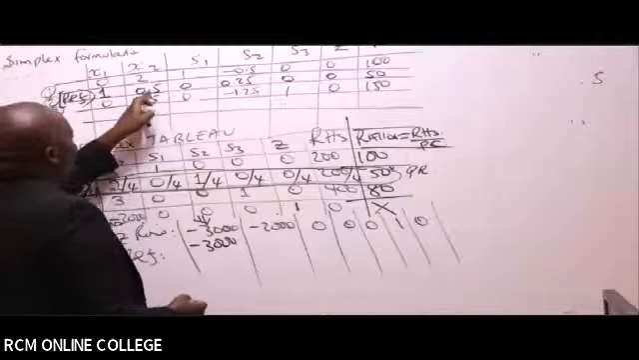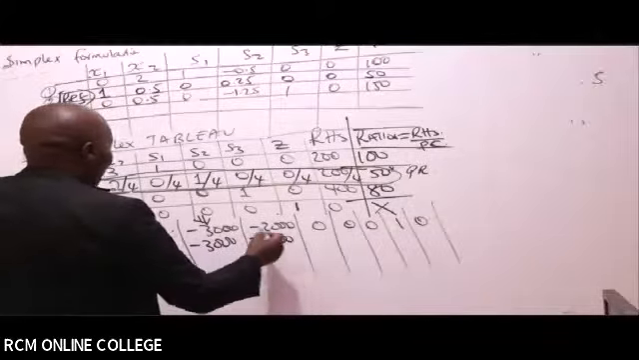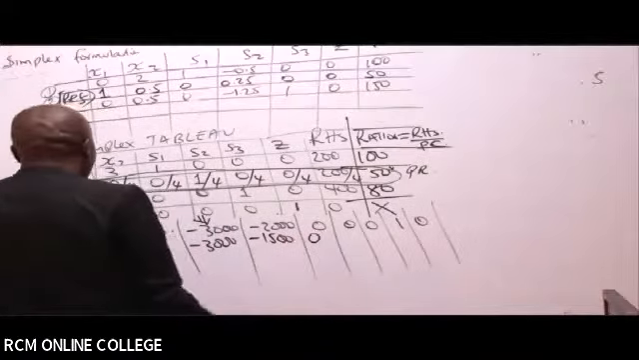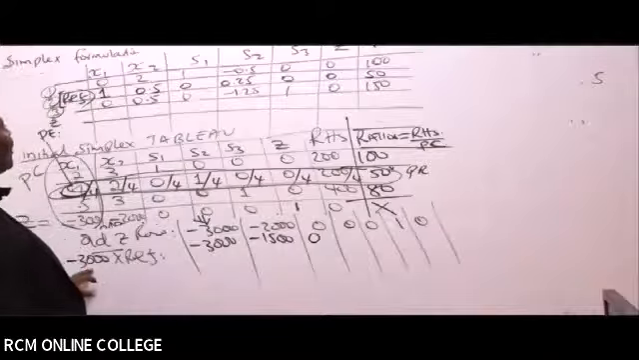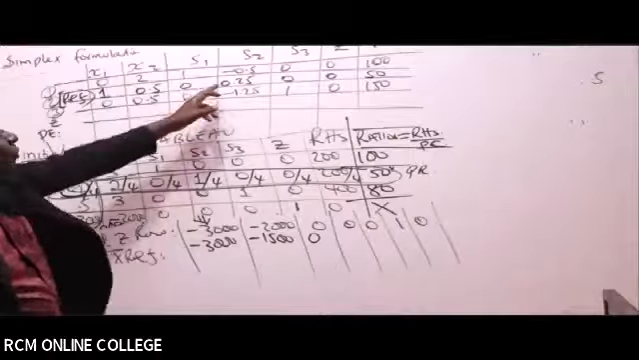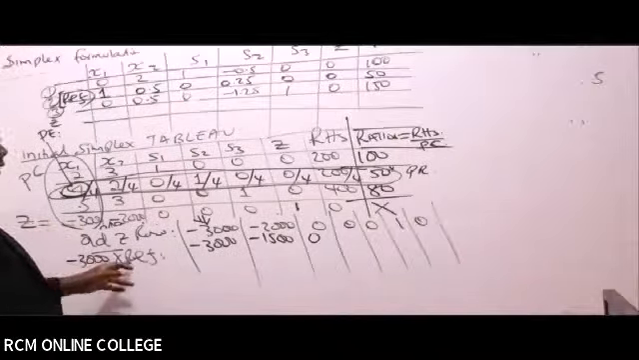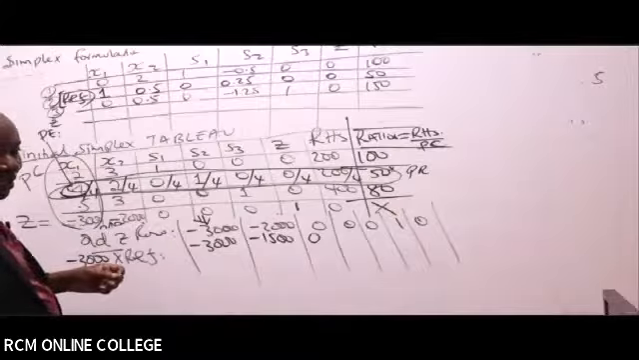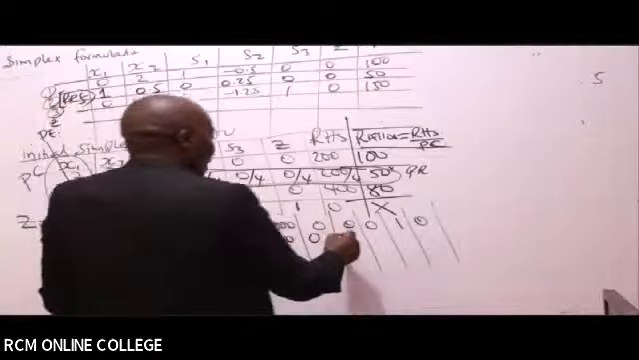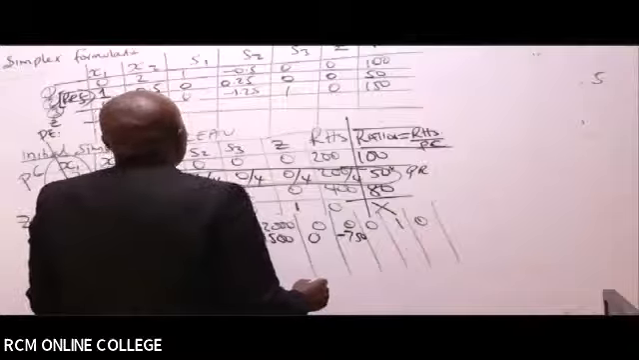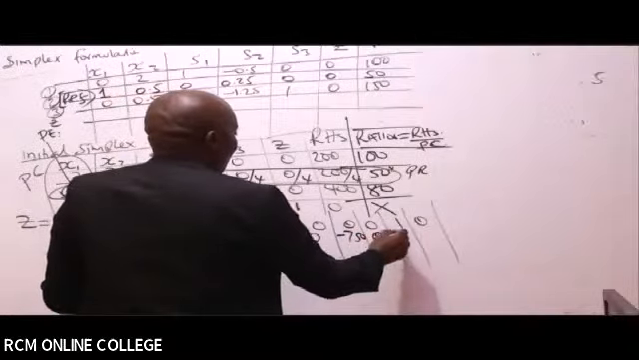Minus 3,000 times this gives me minus 1,500. Minus 3,000 times this gives me 0. Minus 3,000 times 0.25. What figure are we getting? Minus 750, right? So we have here minus 750, minus 750. Then we have in this case 0, 0, 0, 0.